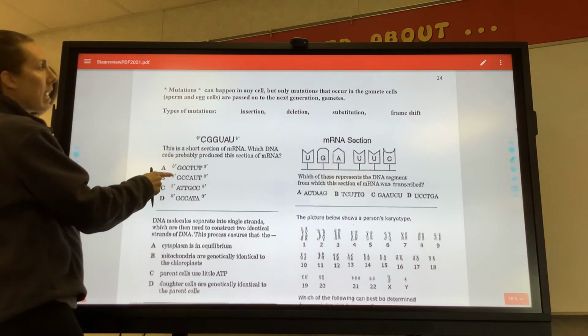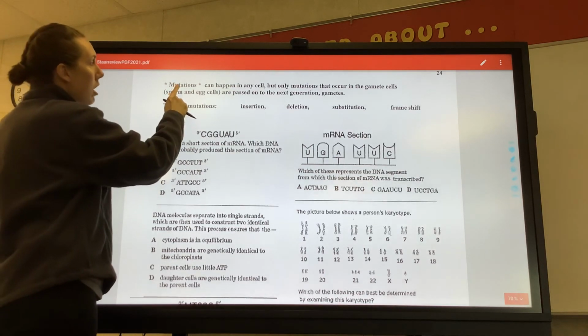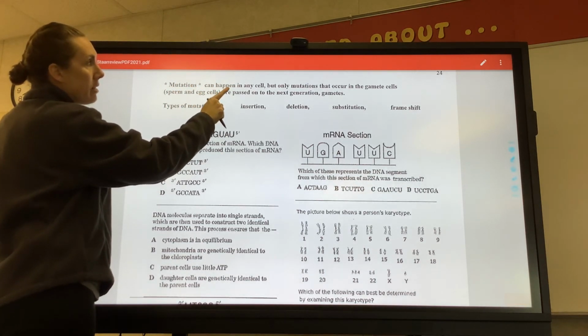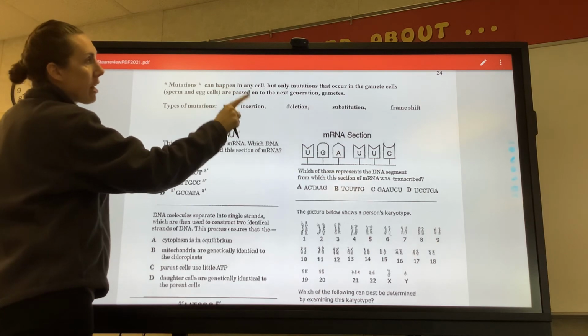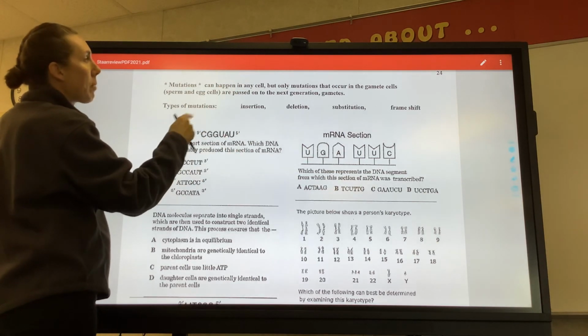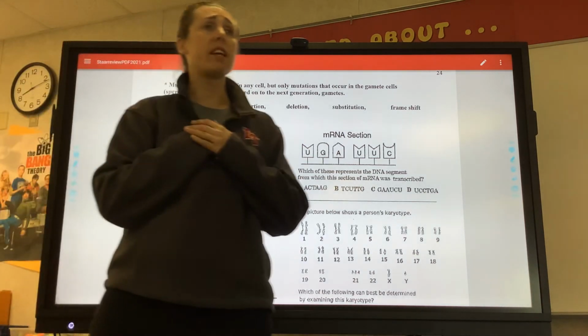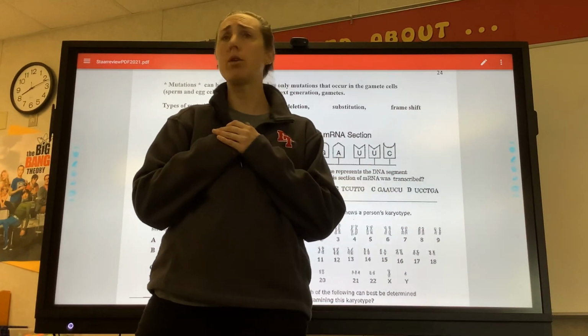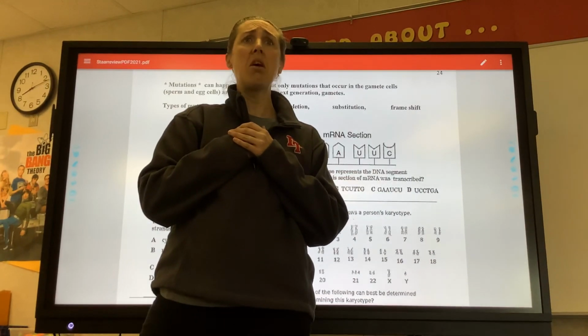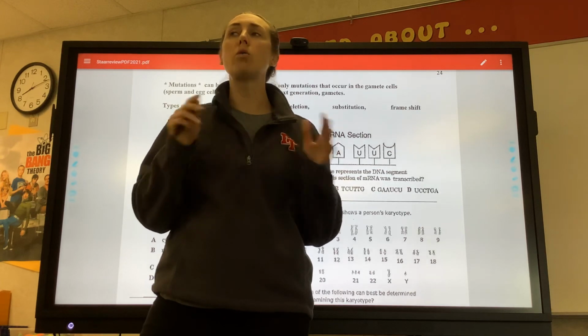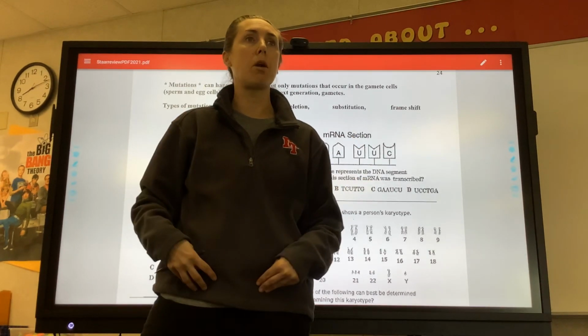What does it say? Mutations can happen. Oh, real quick, mutations up here. Mutations can happen in any cell, but only mutations that occur in gamete cells, sperm and egg, are passed on. So guys, if you have skin cancer, a mutation in your skin, are you going to pass it on to your baby? No, because it's not in your egg or sperm. So only mutations that occur in eggs and sperm actually get passed down.